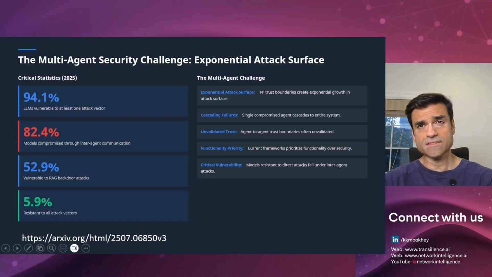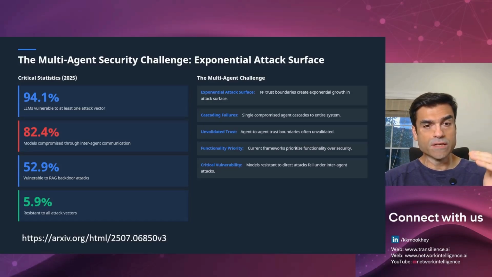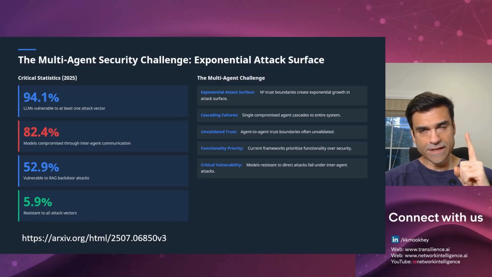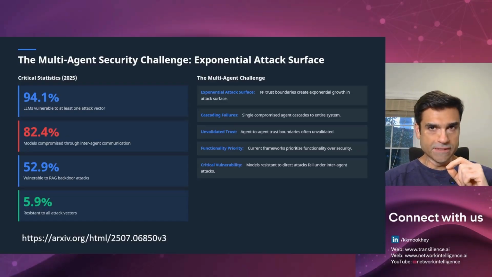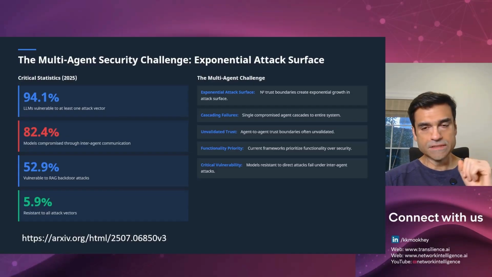So here are some very interesting statistics I gathered from this paper that's available. The link will be in the description below. It's also there on the screen, which talks about how many LLMs the researchers were able to find vulnerable to at least one attack vector, almost all of them. 82.4% of models were compromised through inter-agent communication. 52 were vulnerable to RAG backdoor attacks, and only 5.9% were resistant to all attack vectors. In fact, only one model from the entire sample set that the researchers tested was found to be safe from all of these attacks.